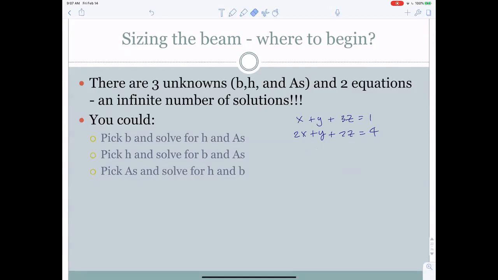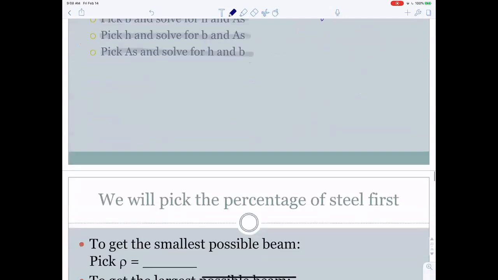Or you could pick an X, any X you want, as long as it's well conditioned, and solve for Y and Z. Or you could pick a Y and then solve for X and Z. Now, there are cases where you could pick certain values, and there's no solution, but that's not what we're talking about. Okay, so you could pick a B, solve for H and AS. You could pick a H and solve for the other two, or pick the area of steel and solve for the size.